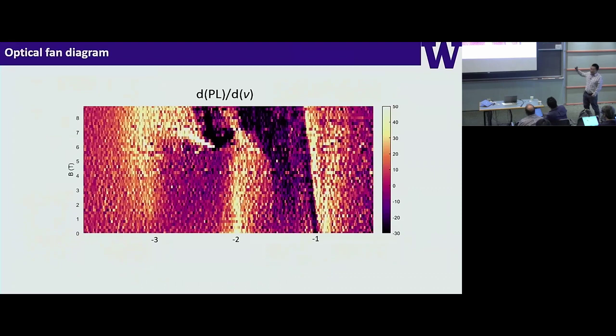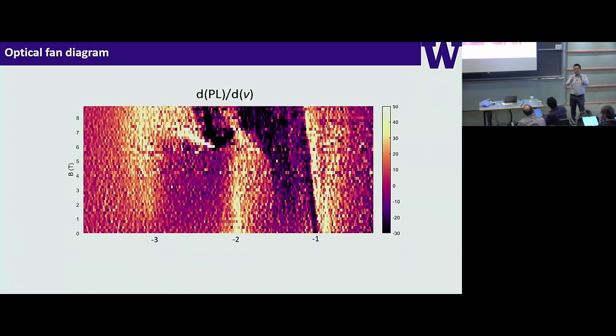So last, I'm going to show you a little fun thing we got several weeks ago. We're still trying to see what's going on. What is the nature of the state? We cannot make a transport sample, but let's just go back to optics. We measure the photoluminescence as a function of magnetic field, and hopefully we will see features, right?